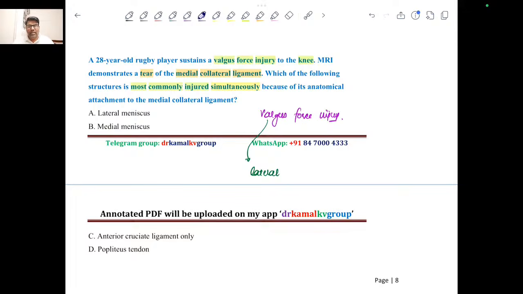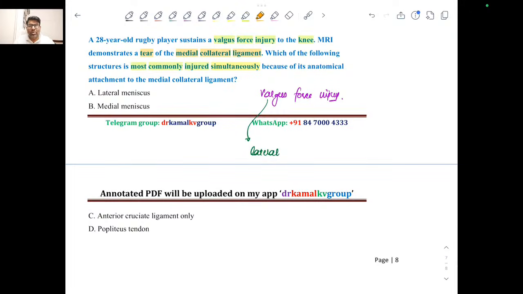And we discussed before that since the medial meniscus is fixed to the medial collateral ligament, it cannot escape injury. So along with medial collateral ligament, there is high possibility of injury to medial meniscus, right? So this is how you will go for the answer as medial meniscus. If it is about the O'Donoghue unhappy triad, then we could have taken ACL also. But otherwise, along with MCL, high chances of injury to the medial meniscus.